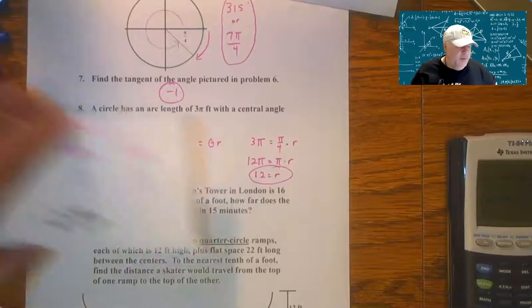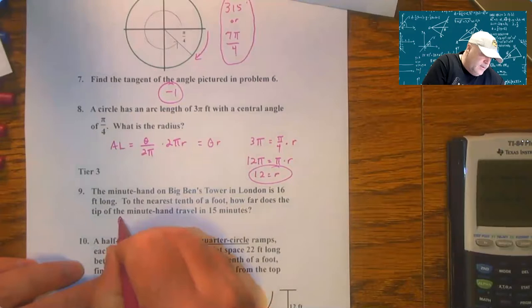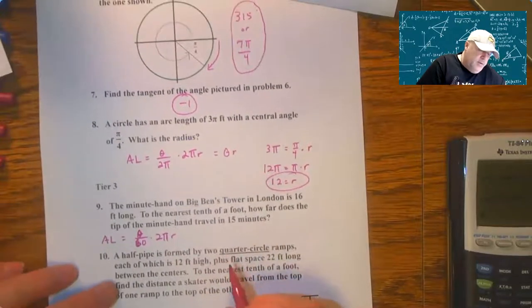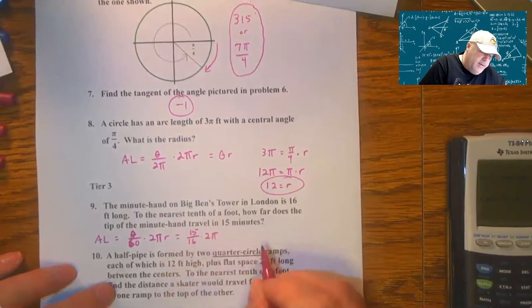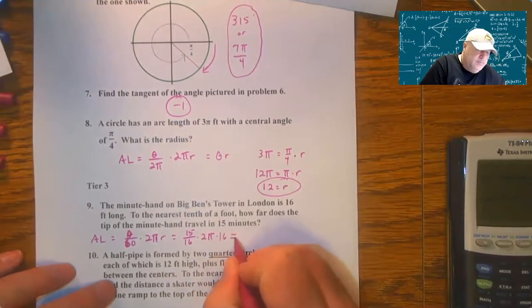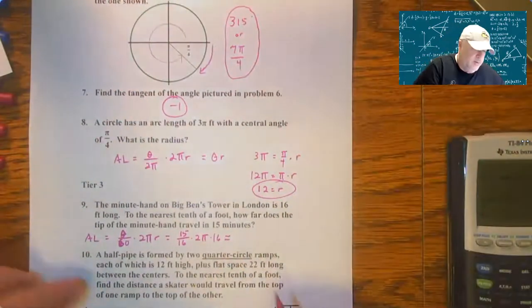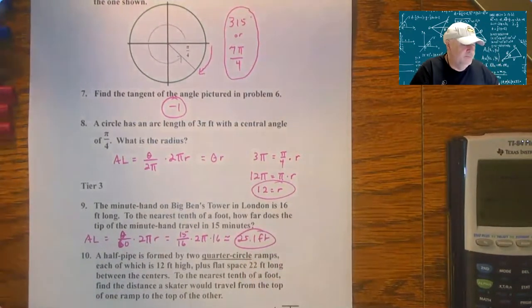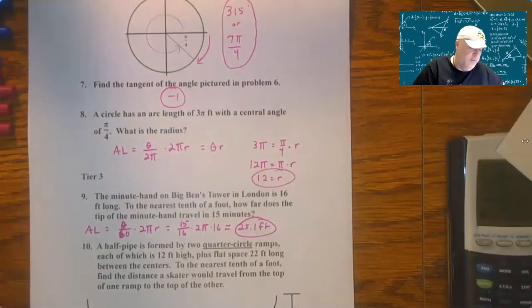And then 9 is dealing with the multiplier of the minutes. So theta over 360, or I'm sorry, 60, not 360, 60 times 2 pi r. This is arc length again. So we have 15 over 60 times 2 times pi times 16. And that is about 25.1 feet. So that's the third multiplier which is minutes or seconds, however you want to think about it.